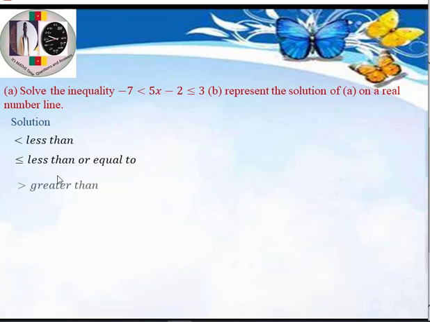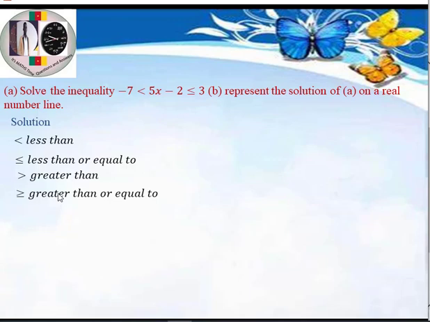The next can be greater than, meaning the quantity on the left is greater than the quantity on the right. And the last one is greater than or equal to: the quantity on the left is greater than or equal to the quantity on the right, meaning the quantity on the right is less than or equal to the quantity on the left, right? It's just simple logic, I guess you follow.